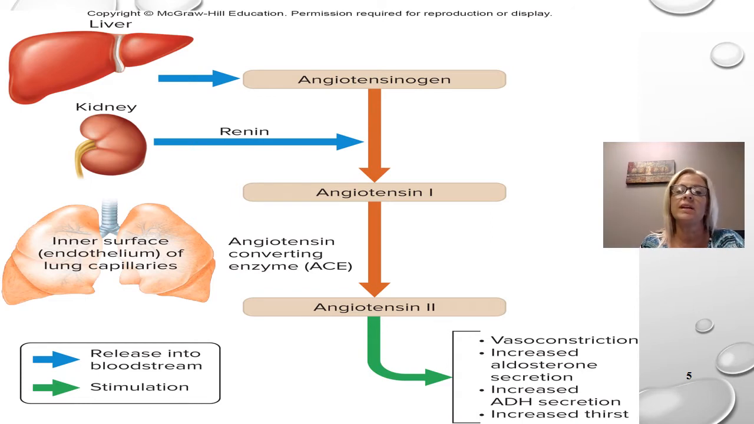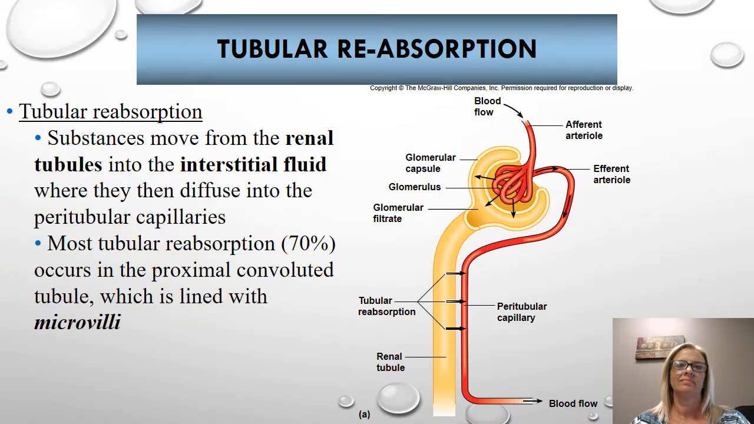So this helps regulate sodium and water balance and blood pressure by vasoconstriction of those afferent and efferent arterioles. It can also cause secretion of aldosterone to stimulate sodium reabsorption and antidiuretic hormone, or ADH, secretion, which can cause retention of water. ANP as well, atrial natriuretic peptide, can stimulate sodium excretion. So substances move from the renal tubules to the interstitial fluid and then diffuse into the peritubular capillaries.